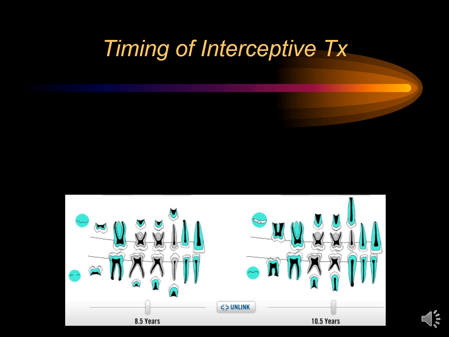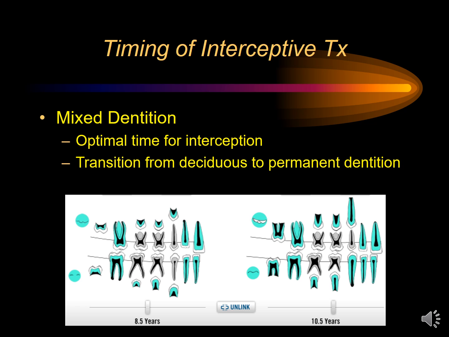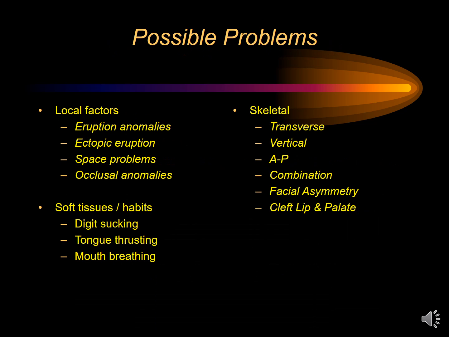Okay, now what is the best time for interceptive treatment? The best time is during the mixed dentition stage, where the dentition is transitioning from the deciduous to the permanent dentition. Now, what are the possible problems that may arise? You can broadly divide them into three large groups: one involving local factors, one involving soft tissue or habits, and one involving skeletal factors.